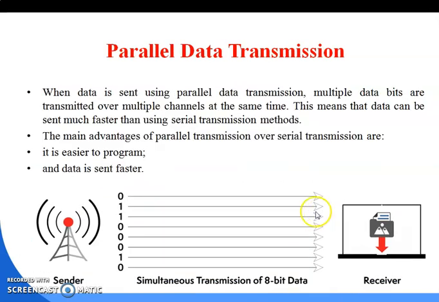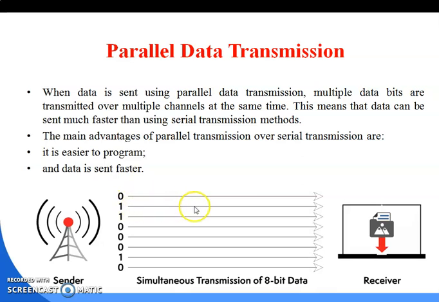The demerit is that the width of this parallel cable is much greater compared to the serial cables. This is a PATA cable structure, and that is the SATA cable. These are parallel transmission cables.